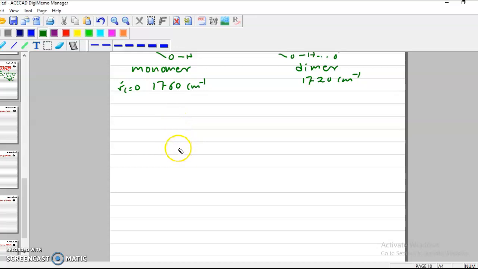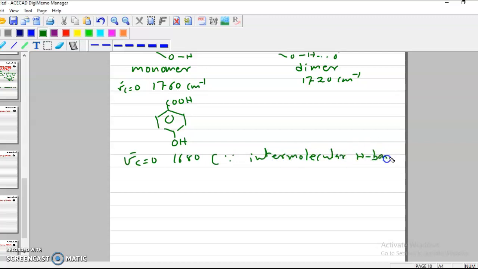Now here if we take para-hydroxybenzoic acid, that is C=OH on top and then OH at para position, the stretching frequency will be 1680, and that is due to intermolecular hydrogen bonding. But if you take salicylic acid, where the OH group is at ortho position, which will form intramolecular hydrogen bonding, here the stretching frequency will be at 1665 cm⁻¹.